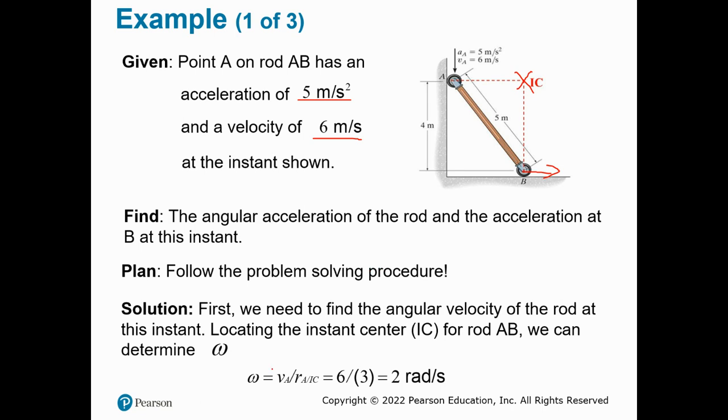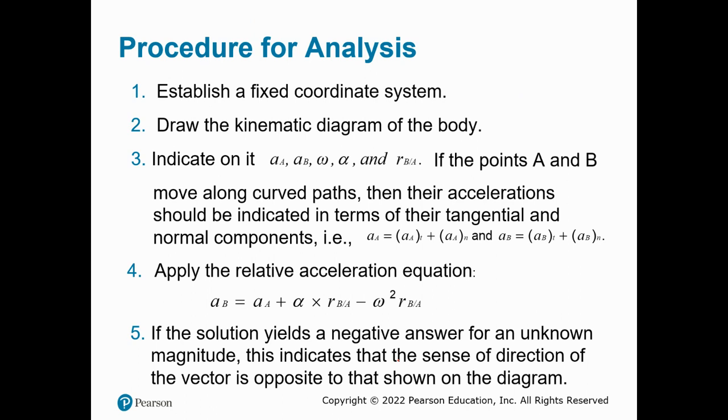Omega, we can look for the angular velocity by taking the linear velocity VA divided by 3 meters, which is the distance here. If you wonder where that comes from, this is a 3, 4, 5 triangle. It's 4 over here, 5 is the hypotenuse. That means this end right here is 3 meters. That's where that 3 comes from. So 6 over 3 gives me the angular velocity of rod AB, 2 radians per second.